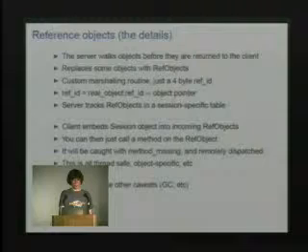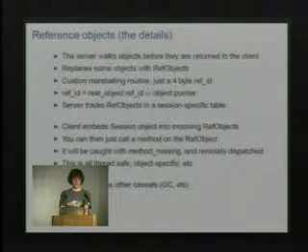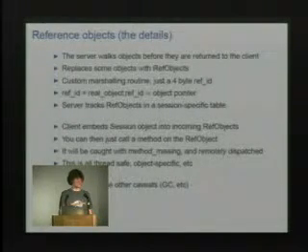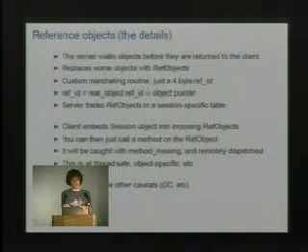There's some issues with garbage collection, because obviously if a client has references to objects on the server, the server has no way of knowing what objects the client's referencing. So basically, it leaks memory until you disconnect, and then it frees everything.